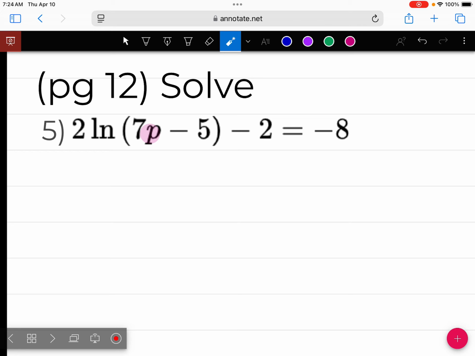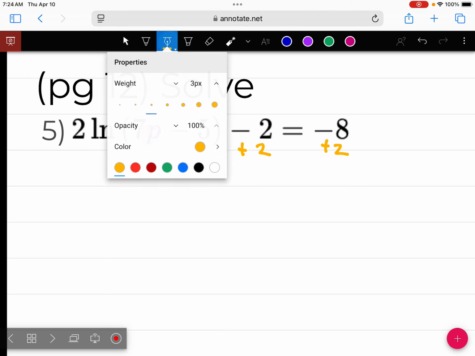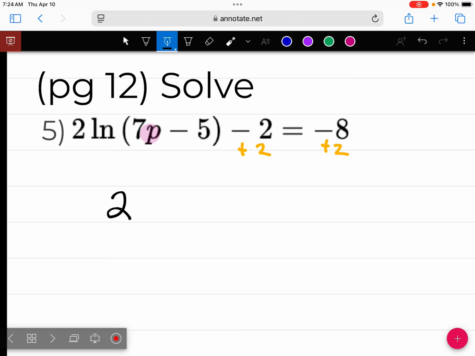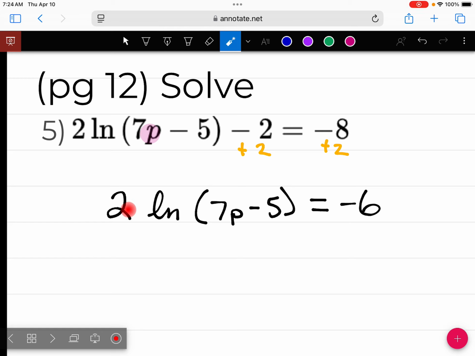So I want to eventually switch this to exponential form, but that means I need to have my log and its argument all by themselves. So we've got to get this bit by itself. So what are we going to do with that -2 to get rid of it? Add 2. We need to add 2 to both sides. And that's going to give us 2 ln of this (7p - 5) equals -6. Now what can we do? With the number out in front, we can't put it in exponential form quite yet.